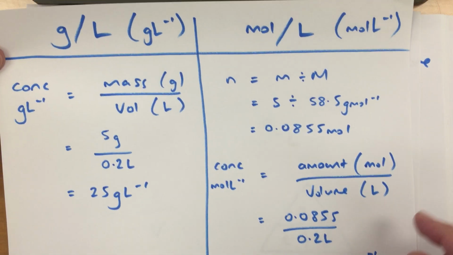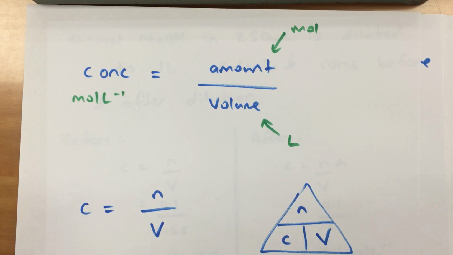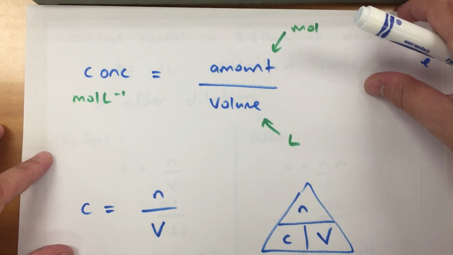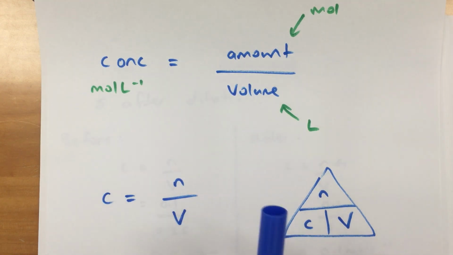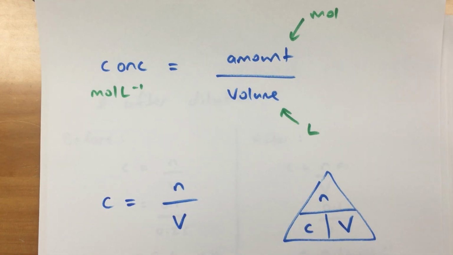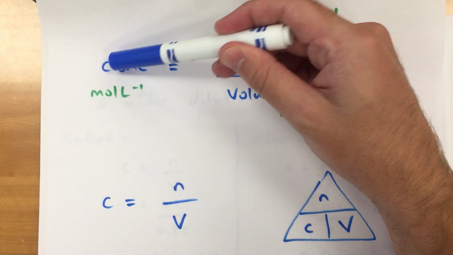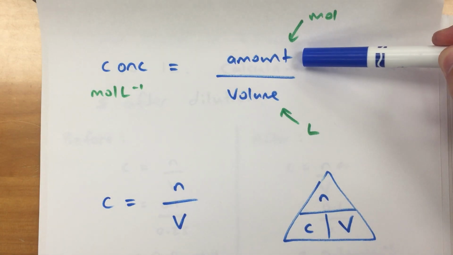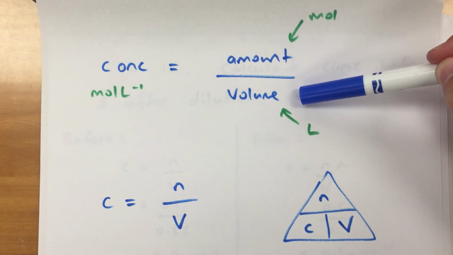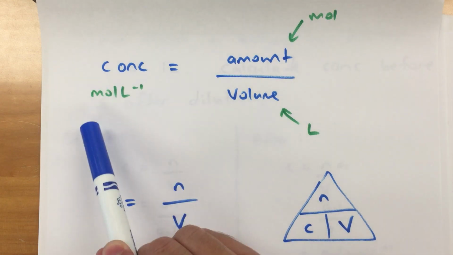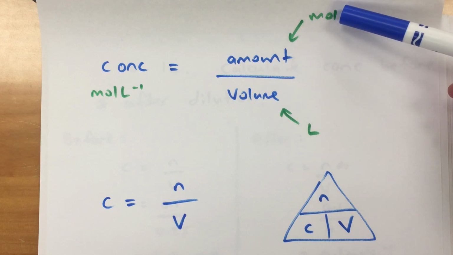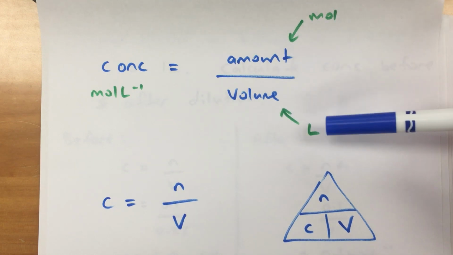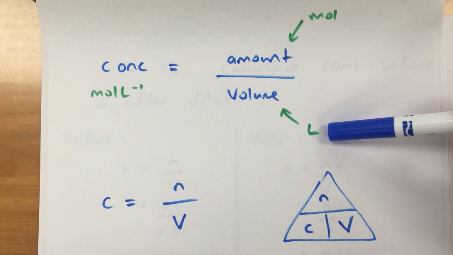So just a few reference points here. Concentration in moles per litre, which is the main form of concentration that we're going to talk about. Concentration equals number of moles, or the amount, divided by the volume. That's the equation that we are going to use. So that's for concentration in moles per litre. We take the number of moles, or the amount, in moles, and the volume. The volume must always be in litres.